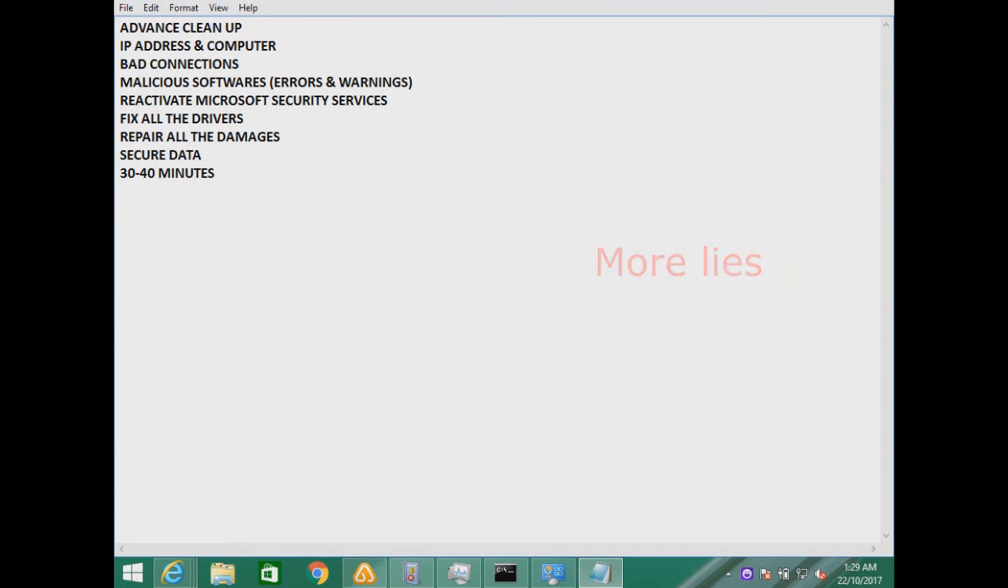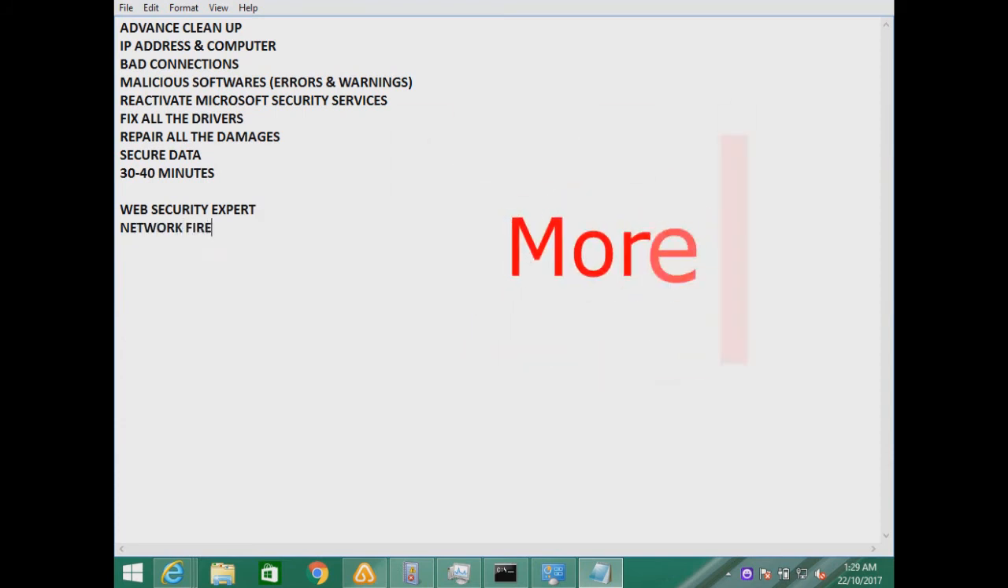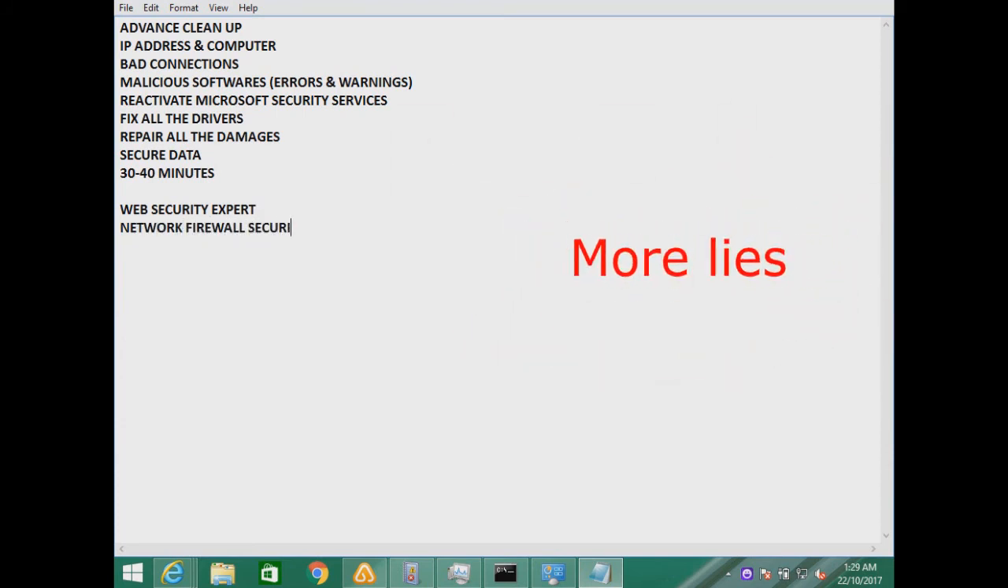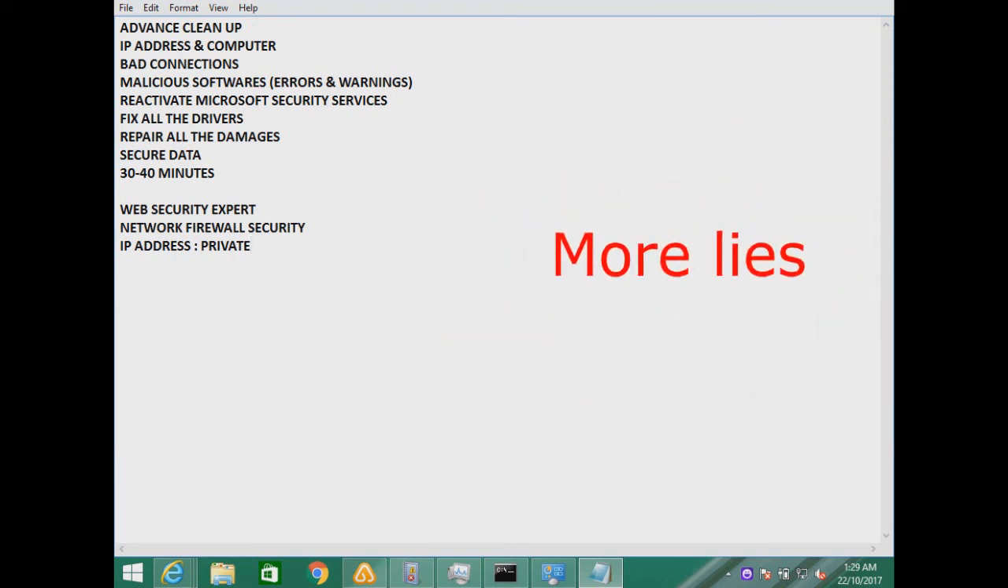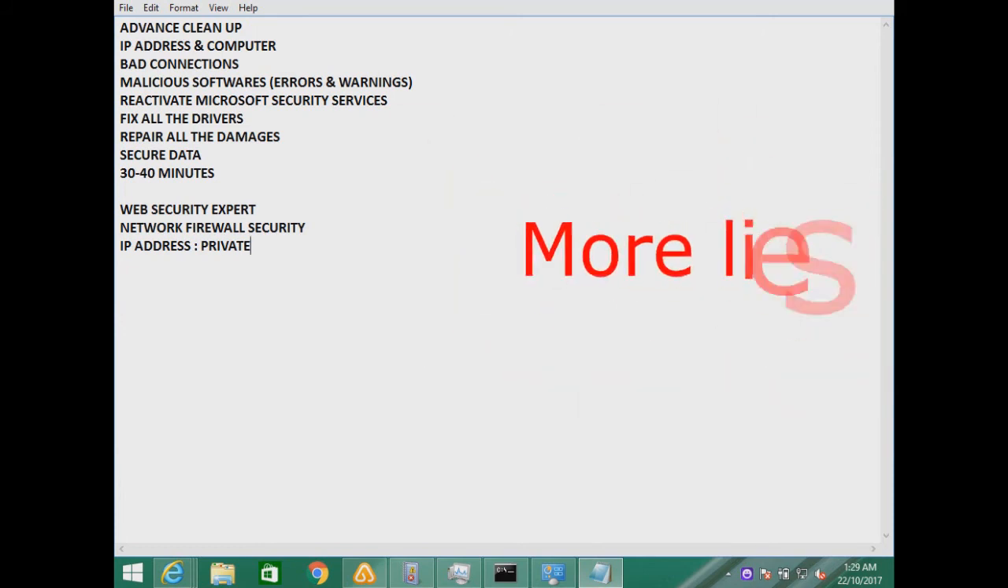Yes. And after this cleanup, I will just assign this case to the security expert and they will let you know about the best network firewall security. Once you get that security, your IP address will be private. Whatever you do online, banking, checking emails, your information will be secure and safe and nobody can hack into your devices again. Okay.